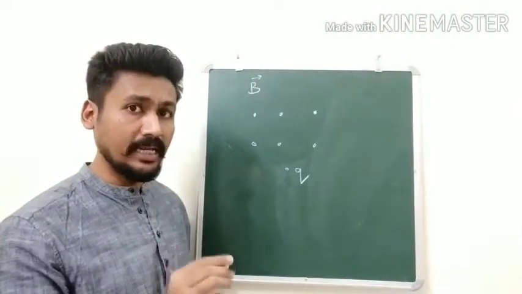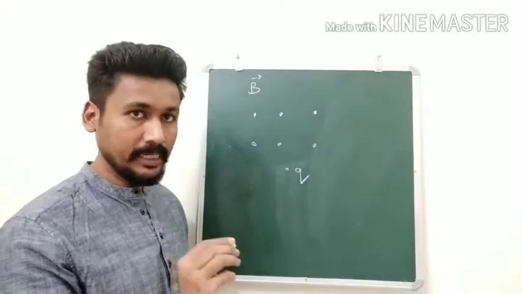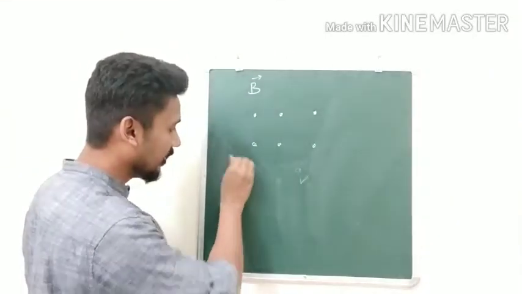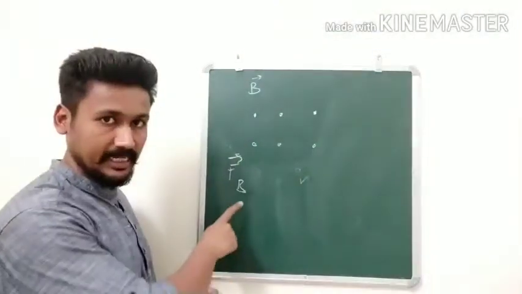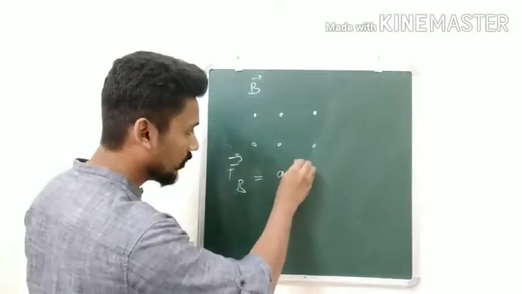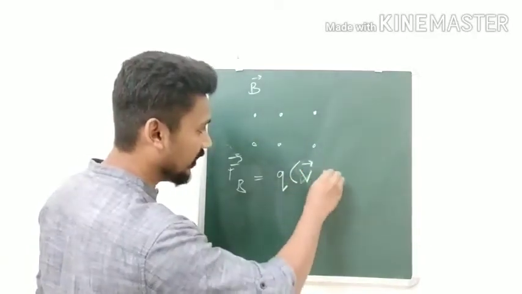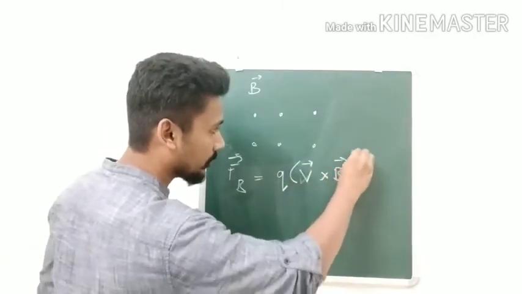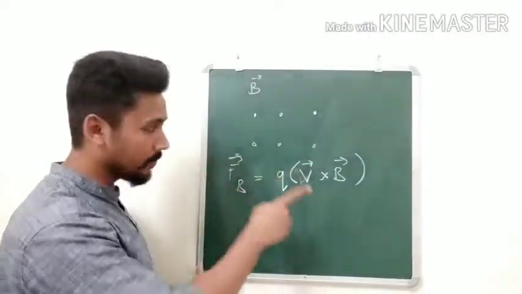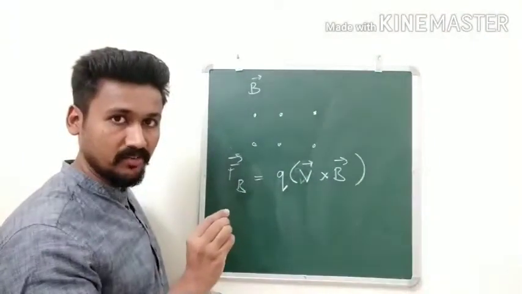Okay, that force we'll call magnetic force. Now this magnetic force is given by, we will write it as FB. It is a vector. Magnetic force is given by Q multiplied by V cross B. Q is the magnitude of that charge which was moving. V is the velocity of that charge.